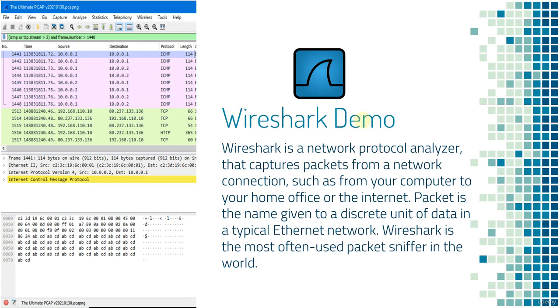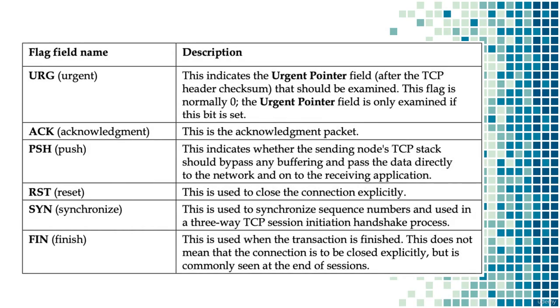Hello and welcome. So let's talk about TCP and UDP from the perspective of Wireshark. In the next slide, I have given some flag field names and descriptions, and we have already covered all these flags. This is the urgent flag, which is basically the urgent pointer field. Then we have acknowledgement, push, and reset when there is no kind of response coming back from the server. Then we have the SYN packet and the FIN packet.